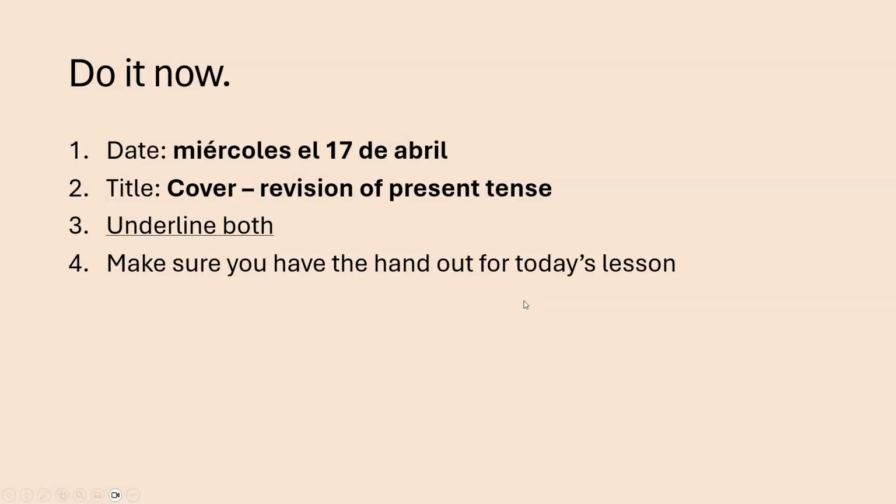Hello, Year 7. Can you please make sure that you have your books ready and that you complete the Do It Now that is on the slide? Date, miércoles el 17 de abril. Title is Revision of Present Tense, and I'd like you to underline them both and make sure you have the handout for today's lesson. Please pause the video and then come back when you are ready.